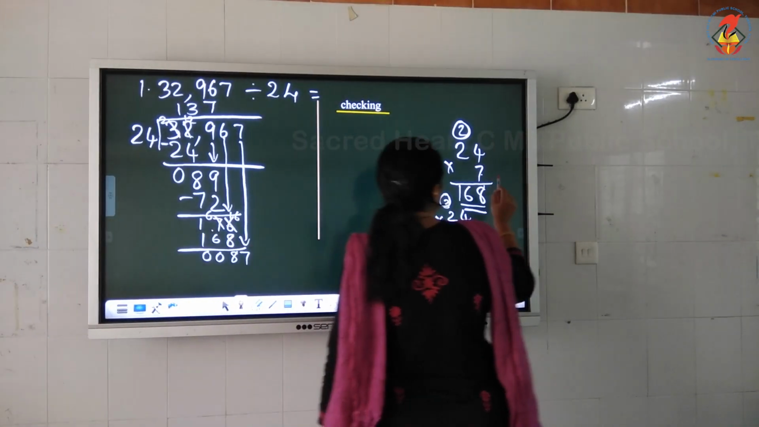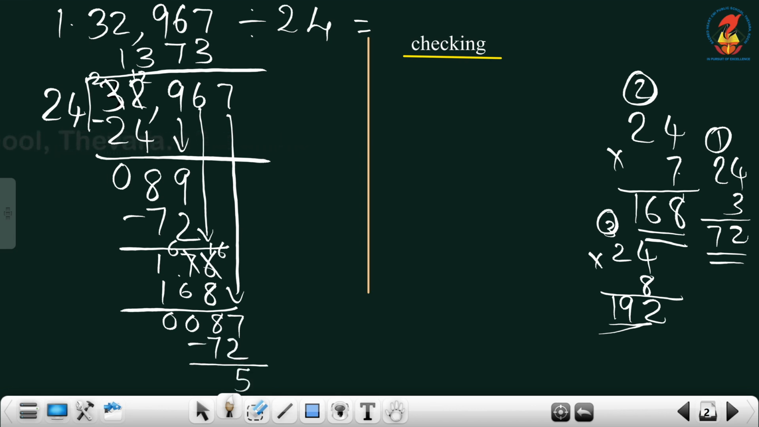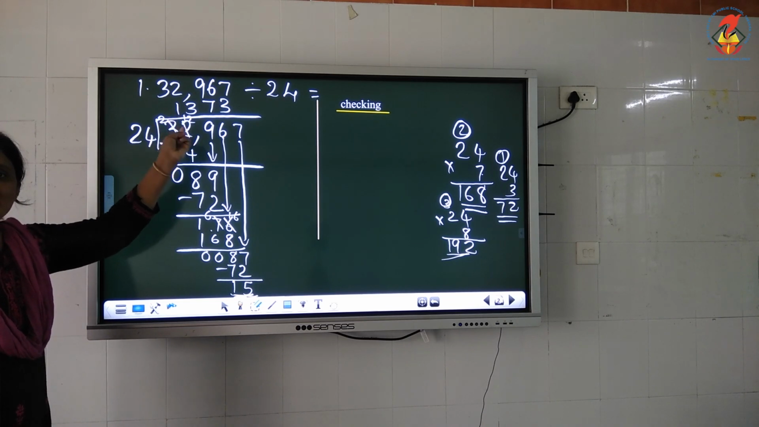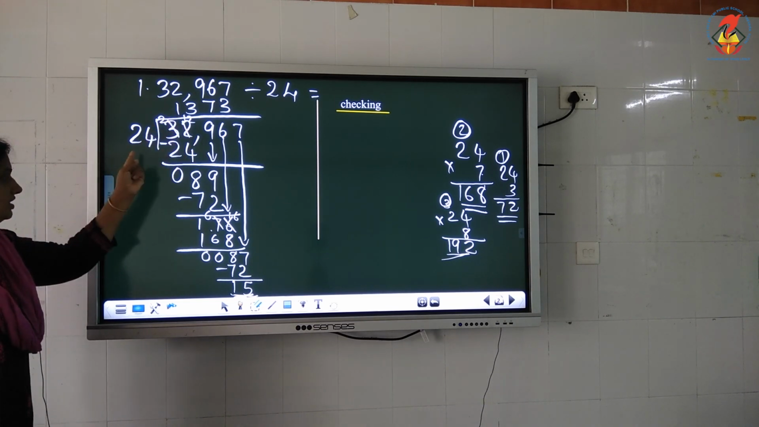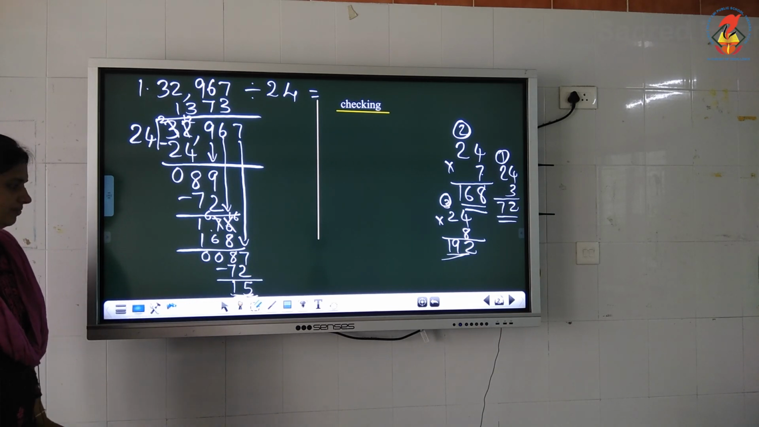After that I need to check 24 into which number equals 87. 24 threes are what? 4 threes are 12, 2 threes are 6, 6 plus 1 is 7. 72. 24 threes are 72. Then subtract, you will get 15. Here is 1. And here I got the quotient 1373. And the divisor is 24.